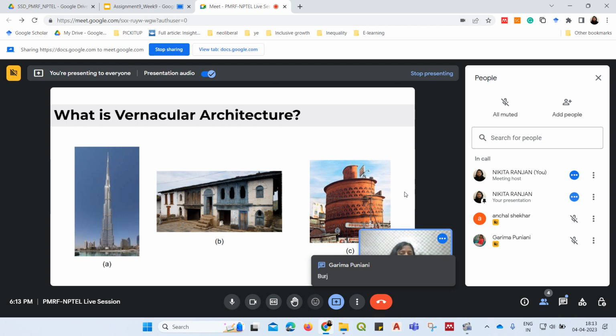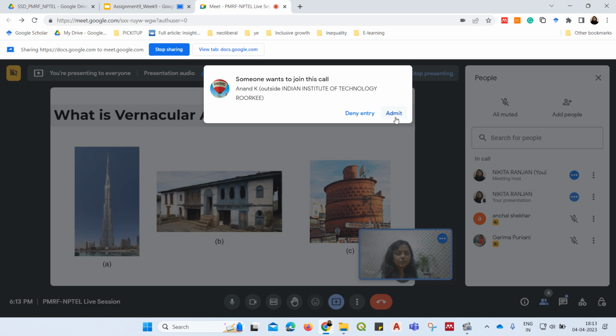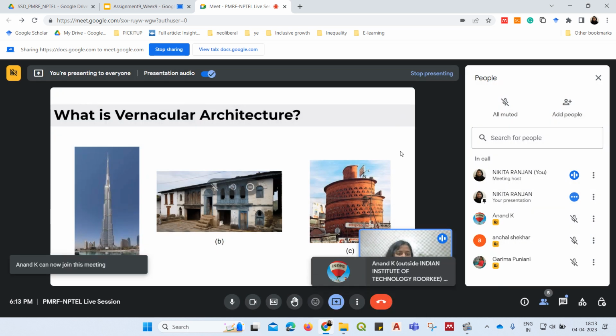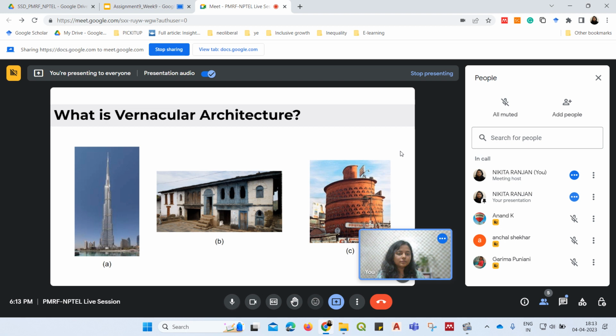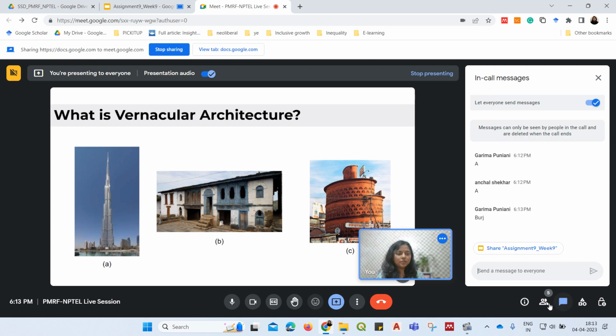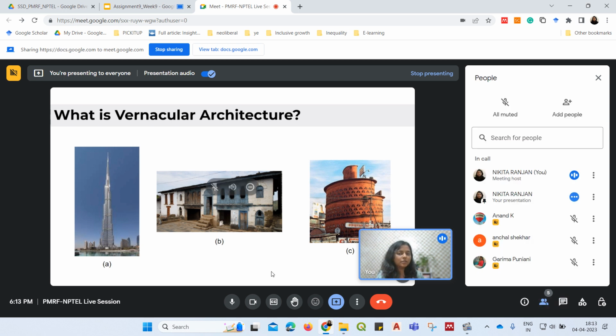If I tell you that even building C is not an example of vernacular architecture, would I be correct or incorrect? Anyone can just type in their chat box and indicate. If I say that building C is not an example of vernacular architecture, would I be correct or incorrect?